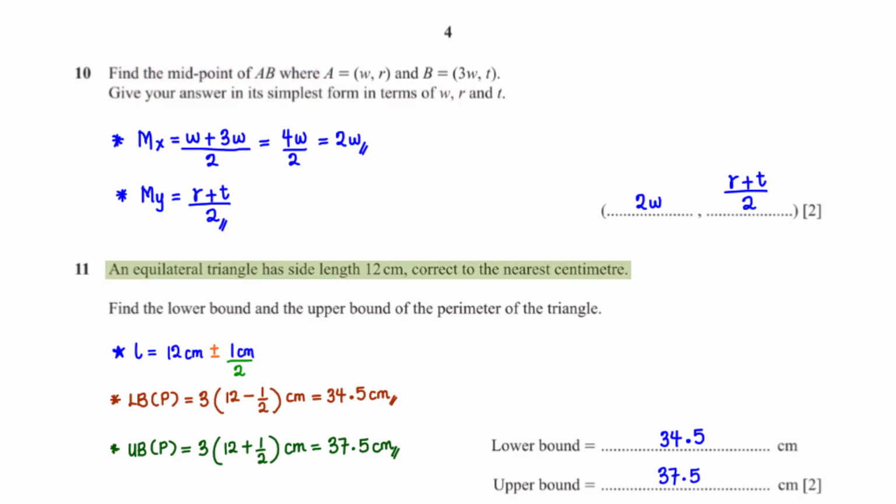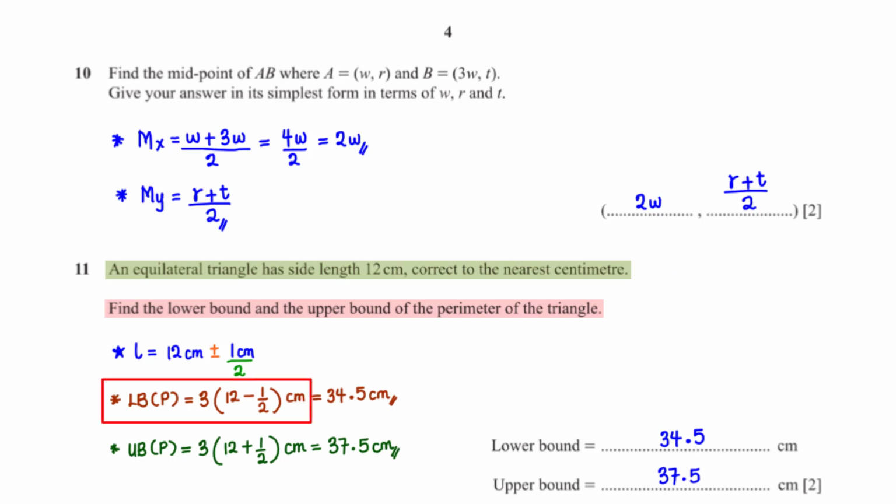An equilateral triangle has side length 12 centimeters correct to the nearest centimeter. Find the lower bound and the upper bound of the perimeter of the triangle. To correct the length to the nearest centimeter, we have 12 centimeters. Then we bring in plus and minus 1 centimeter and divide 1 centimeter by 2. The formula for the perimeter of an equilateral triangle is 3 times L.